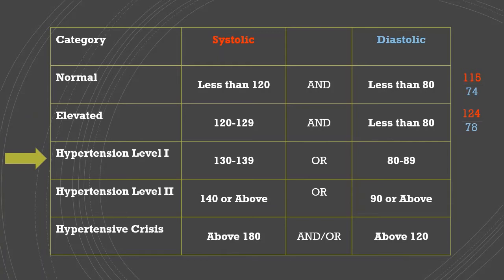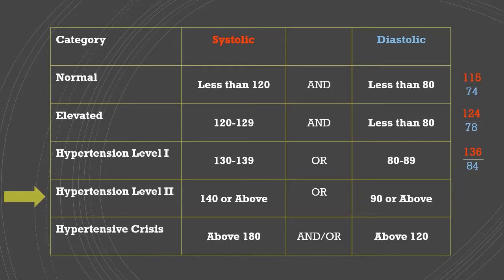Hypertension level 1 has a systolic range of 130 to 139 or a diastolic range of 80 to 89. While both of these numbers don't have to be elevated, you can have a high systolic and a normal diastolic, or vice versa. Very often they are both elevated, such as 136 over 84.